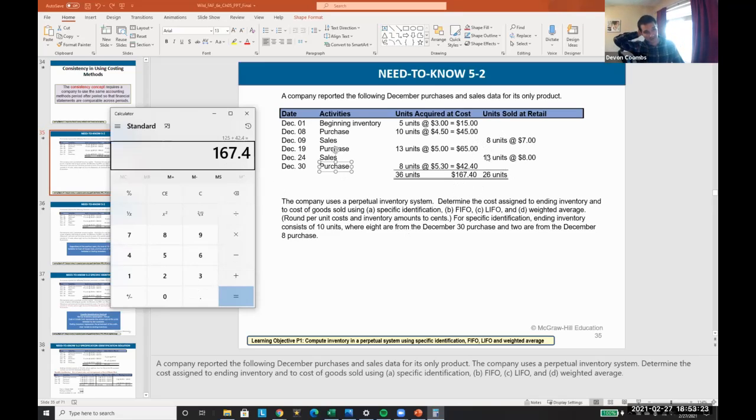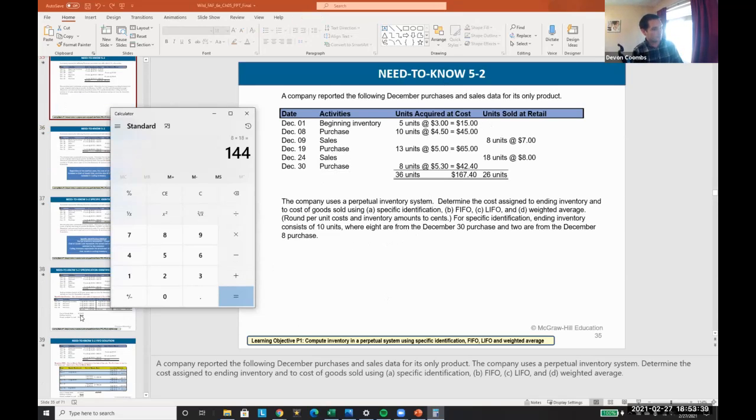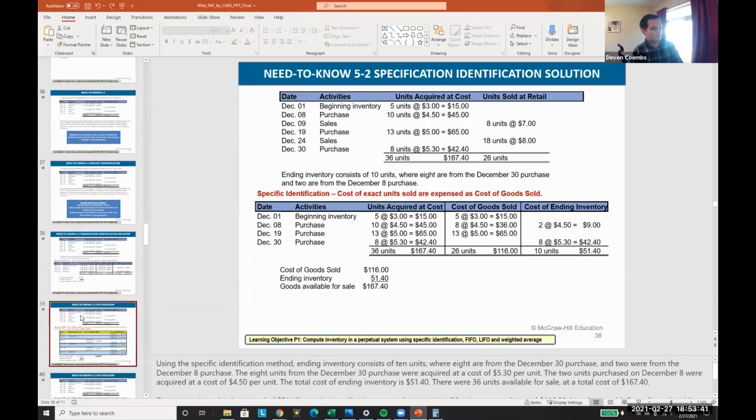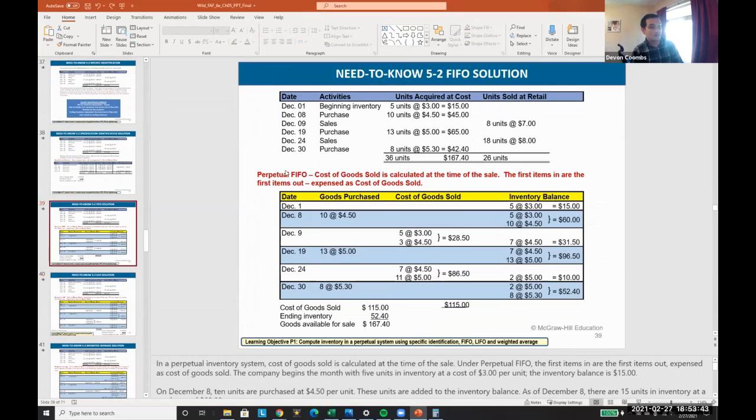Our total units sold is just the 8 plus 18, that's 26. And we can figure out our total sales here too if we wanted. 8 times 7 is $56 of sales here, and 18 times 8 is $144 of sales here. So if we determine our FIFO costs for this period, we'll skip here. This is using the perpetual method. That's what we're going to be focused on.